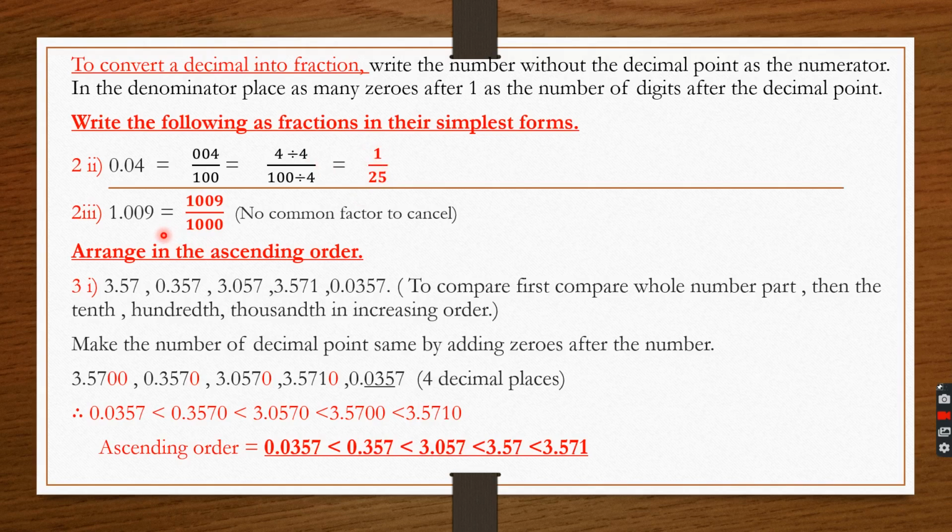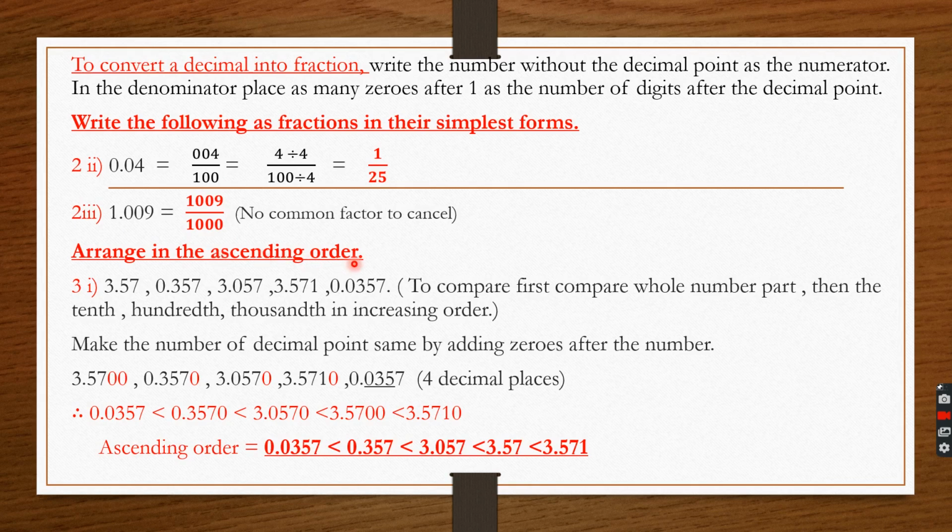Come to the next question. Here, 1.009. There are 3 decimal places. Therefore, the numerator without the decimal point we can write as 1009. Since there are 3 decimal places, 1 with 3 zeros will become 1000. There is no common factor, therefore the simplest form is as it is. Now come to the next question.